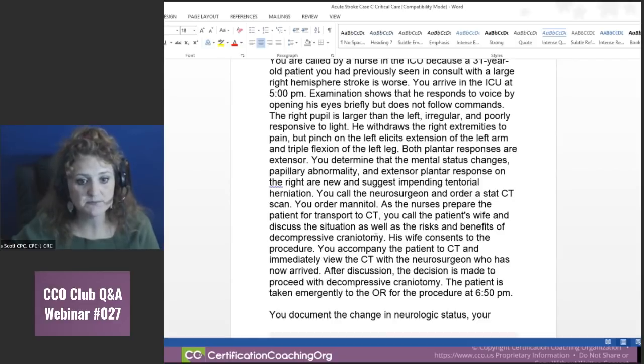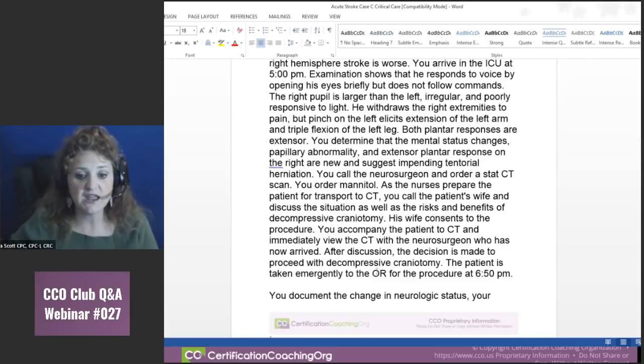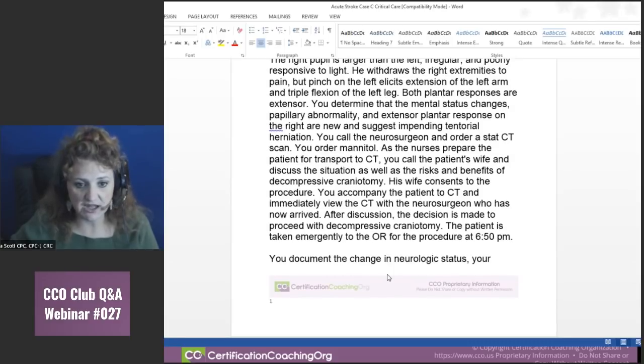So that's time because you're still there with the patient. The risks and benefits of doing a decompression craniotomy. She consents. You accompany the patient to the CT, right? And then you look at the CT scan right there with the neurosurgeon. So you're talking together, and the patient's still under your care. The decision's made to go ahead and do the craniotomy, which literally they just drill a hole in the head. Then the patient's taken emergently to the OR at 6:50.